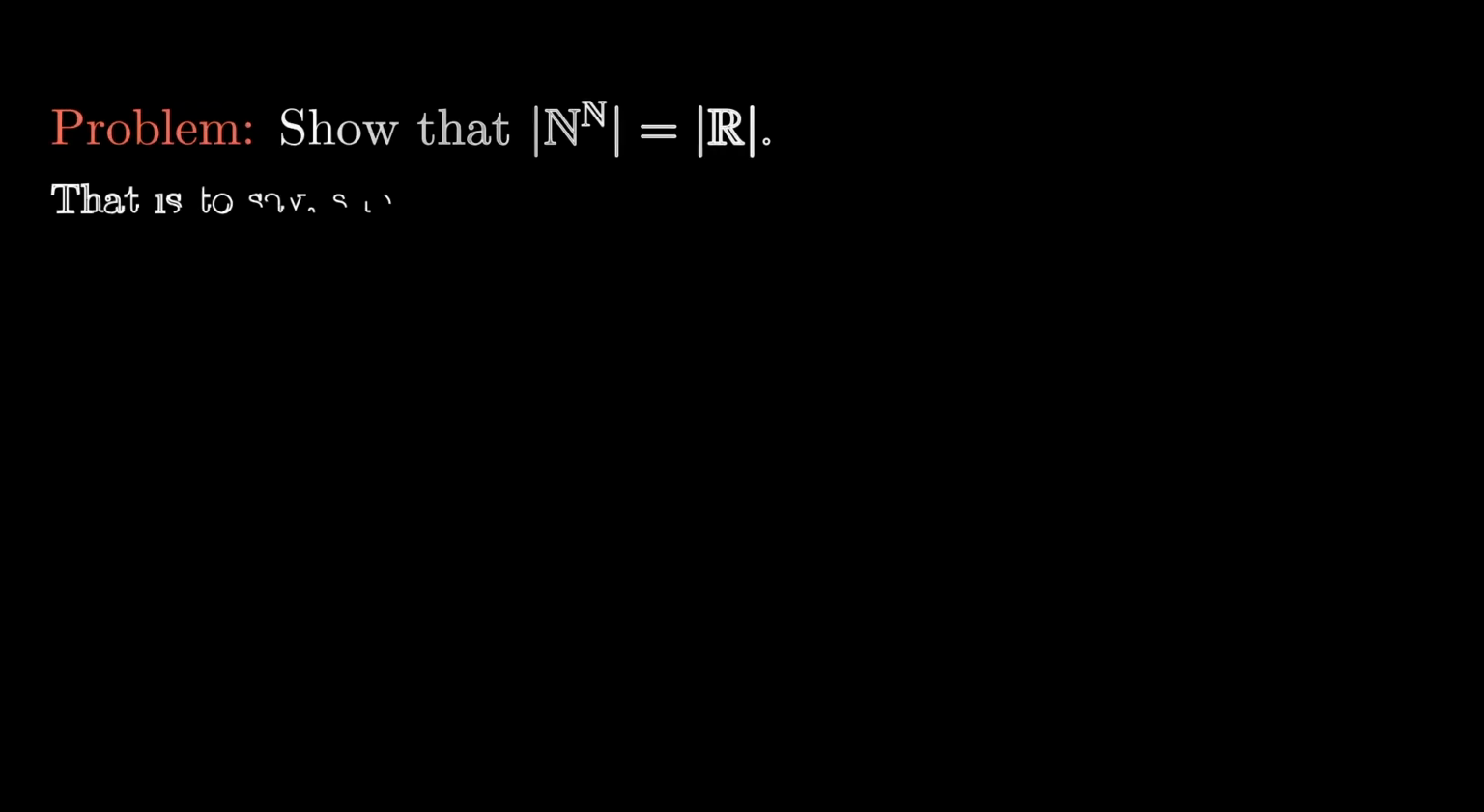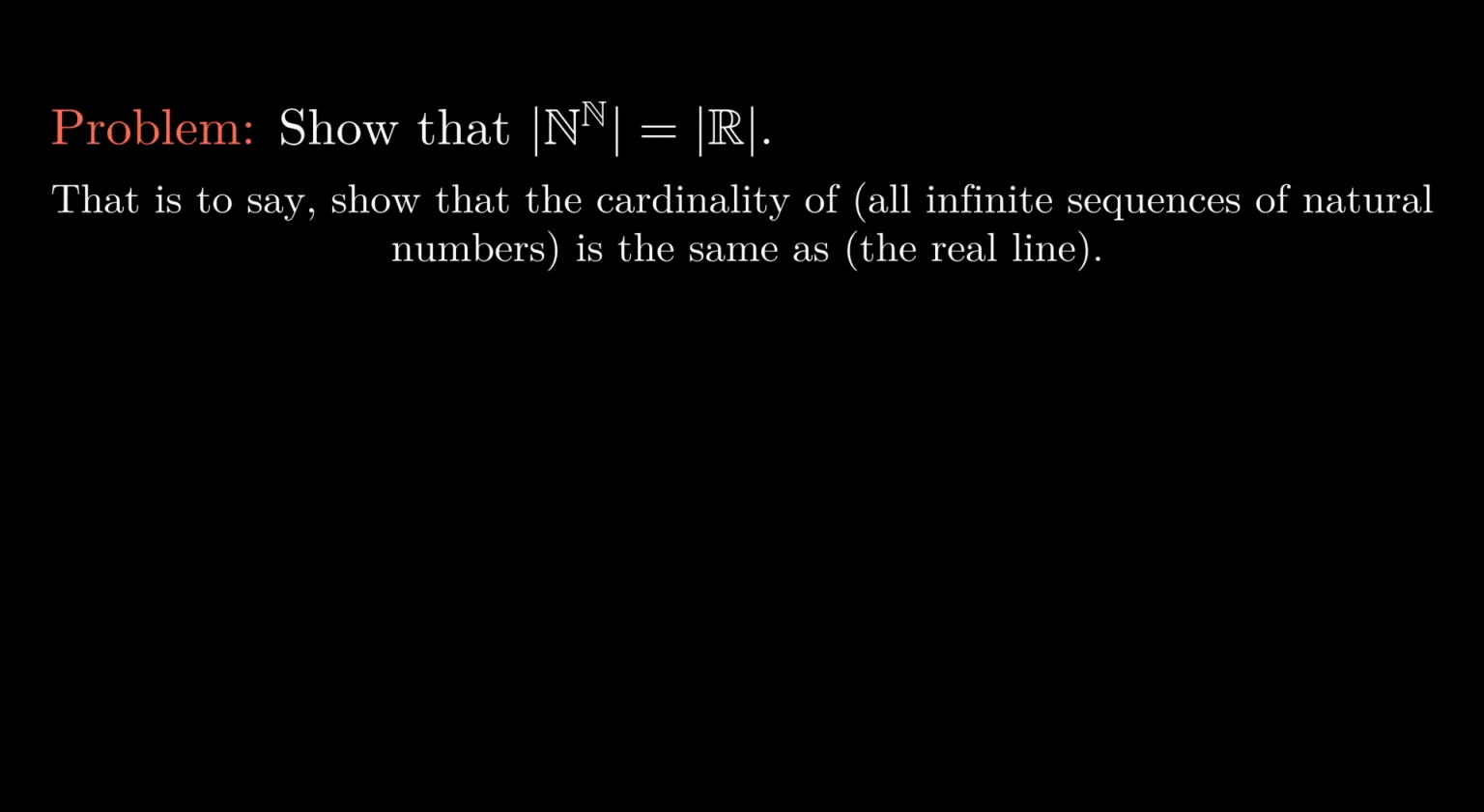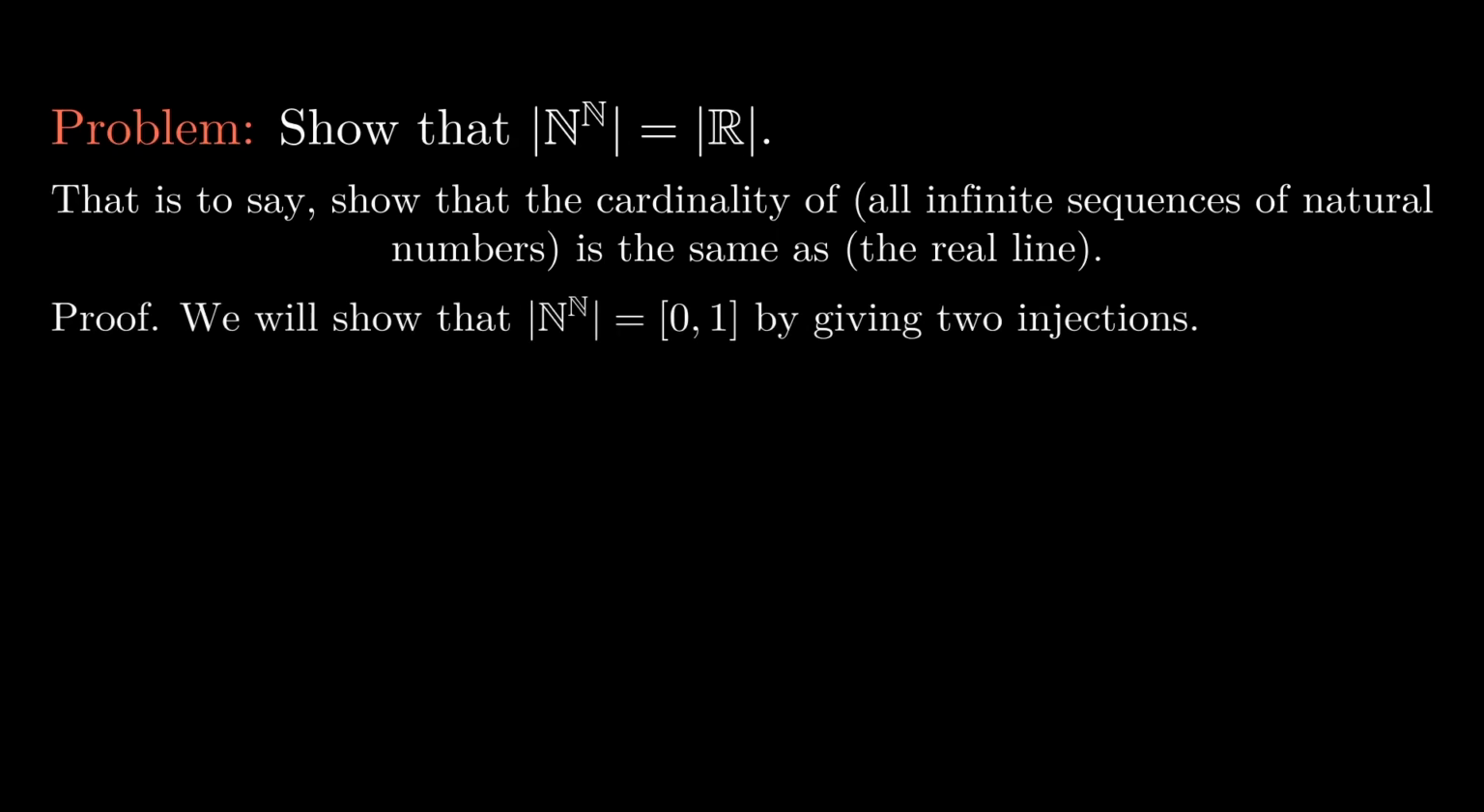Okay, now here's a really good example of how we can use the CSB theorem to prove something that would be very difficult to do otherwise. We're going to show that if we consider the set of all infinite sequences of natural numbers, that set has the same cardinality as the real line. The reason that we have to use the CSB theorem here is it's actually very difficult to write down an explicit bijection between these two sets. But we can cook up injections going in each direction pretty easily. So let's go ahead with the proof.